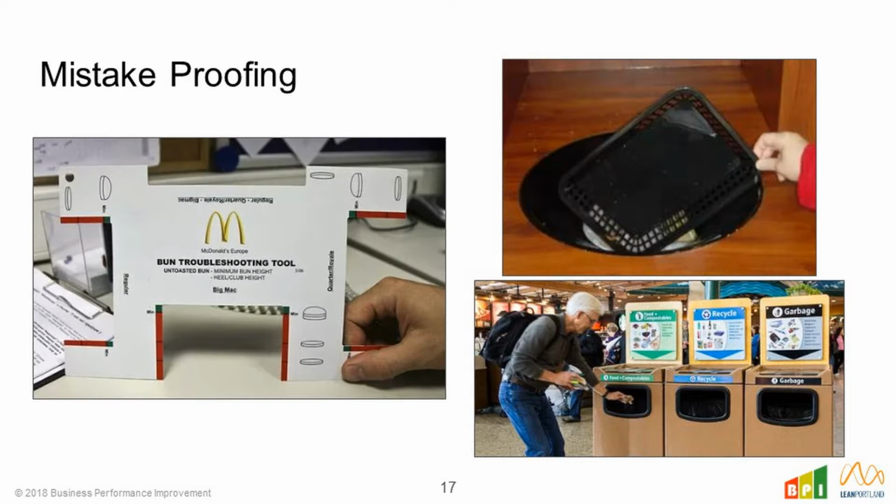They actually have those at McDonald's. This is, yeah, it's in this photo, a bun troubleshooting tool. I'm going to get one. This one is the way they designed the hole and the size of this. You can't actually fit that tray in, no matter which way you twist it. It won't go in because of the way they designed it.